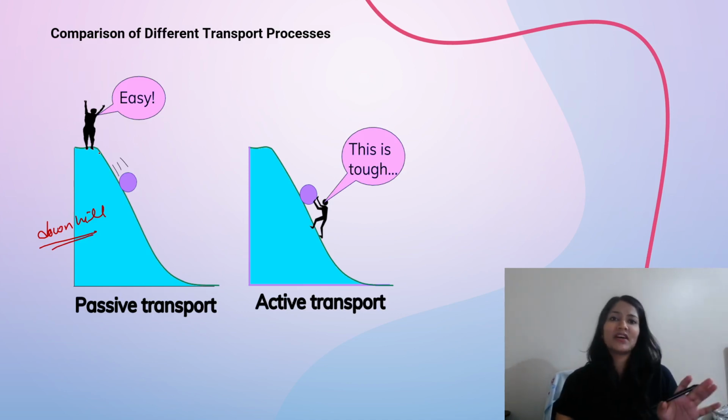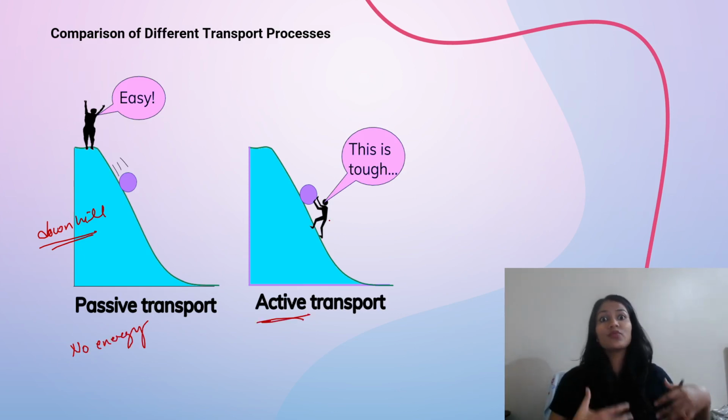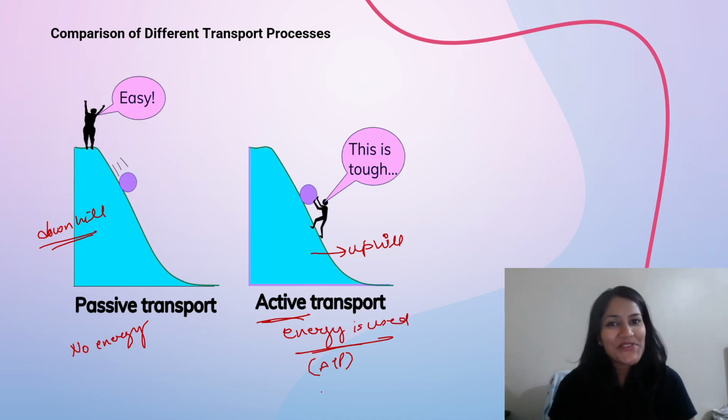The ball keeps coming down on its own, we don't have to do anything, no energy required. No energy. Whereas in active transport, because we are moving uphill, yes, it is uphill movement, it is going to require energy. Energy is used. Energy means, in case of the cell, ATP molecules.